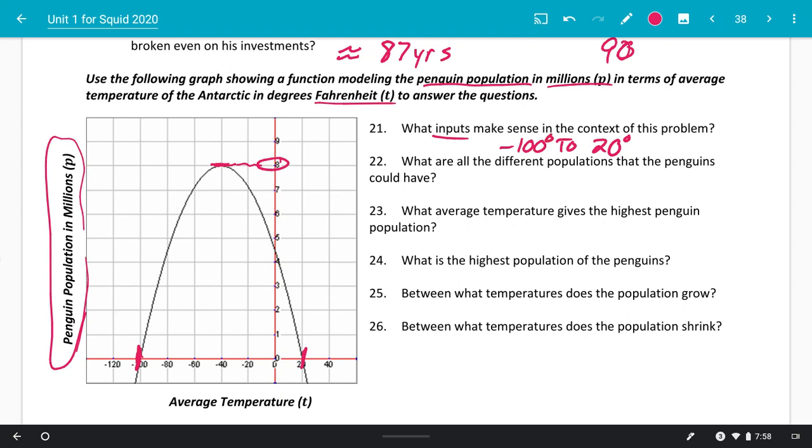What are all the different populations the penguins could have? Well, again, I don't want this stuff below because I can't have a negative population, so I can go from 0 to 8 million. What average temperature gives the highest penguin population? Well, here's my maximum, and the temperature that gives me that maximum is negative 40 degrees. And what is that highest population of the penguins? It's 8 million.